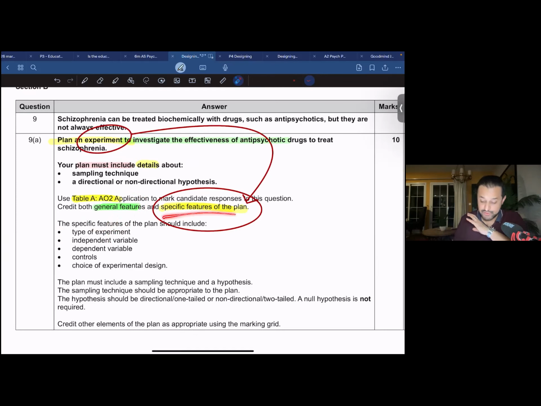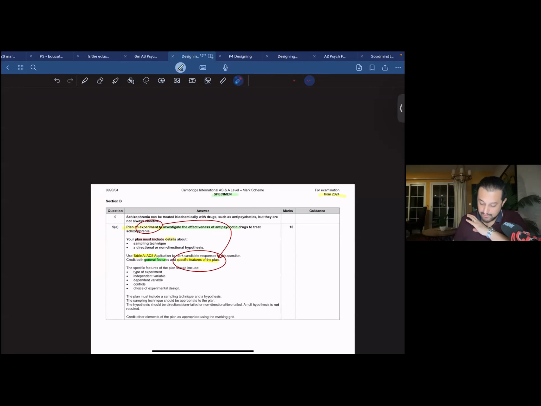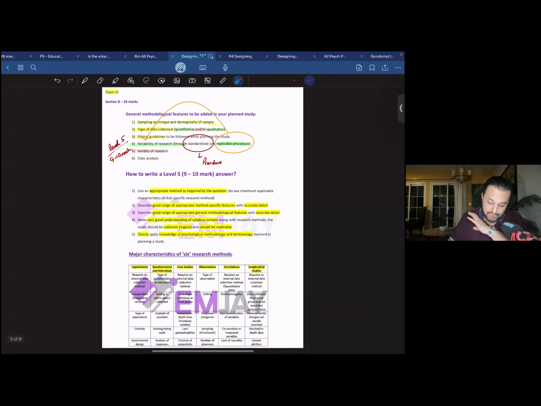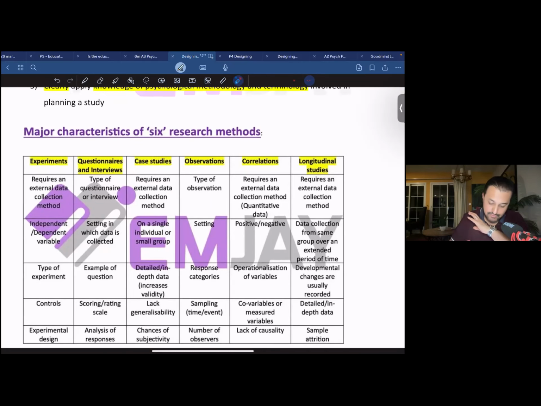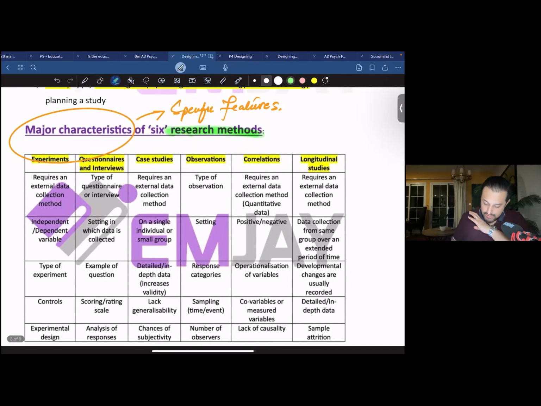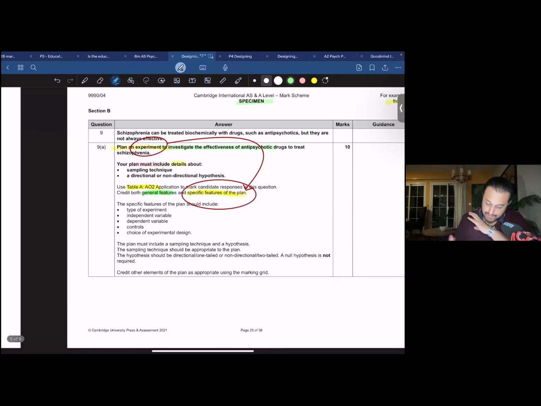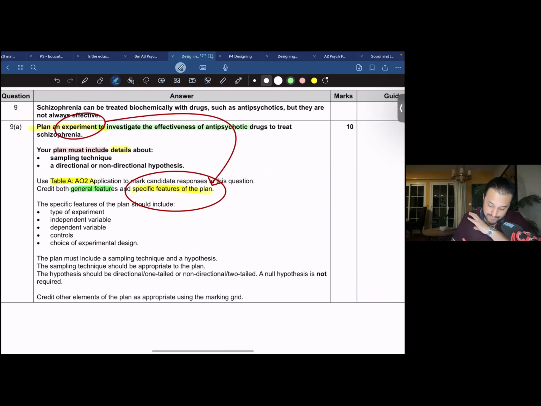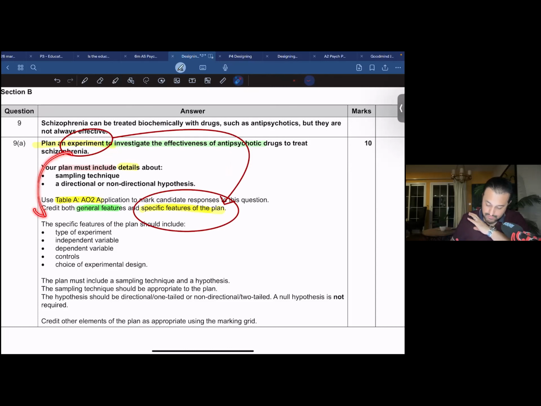And then specific features, these were the specific features. I had mentioned these as well. Major features, or you might as well refer to them as specific features. For research methods, here you go. Taking it ahead, the specific features of the plan should include, oh, because this is an experiment, here you are. This is what I was telling you guys as well.